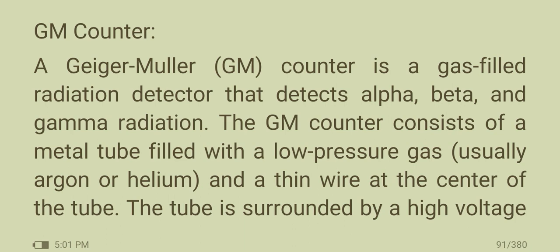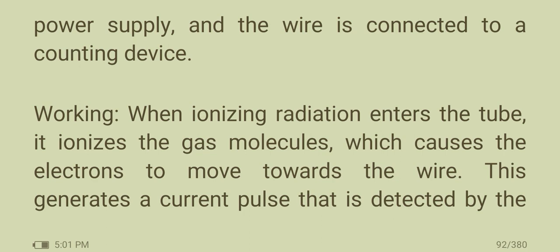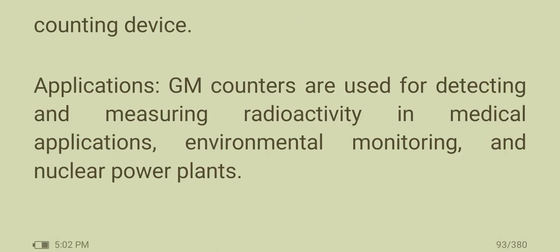So the tube is filled with low pressure gas like argon or helium. A thin wire at the center of the tube is attached. This tube is surrounded by a high voltage power supply and the wire is connected to a counting device. When ionizing radiation enters the tube, it ionizes the gas molecules which cause the electrons to move towards the wire. This generates a current pulse that is detected by the counting device. So that is how it works.